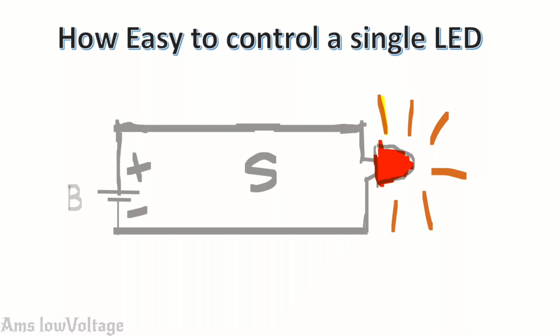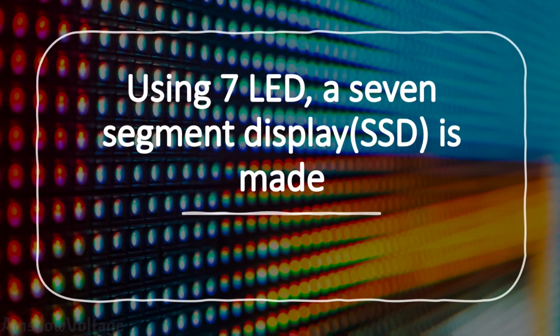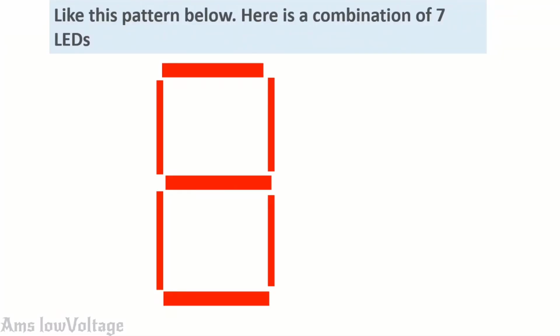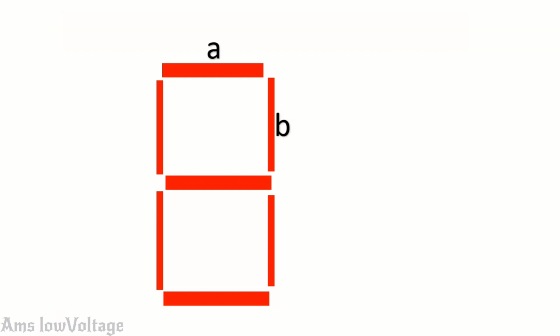Based on this basic principle, a 7-segment display is made. Using 7 LEDs, a 7-segment display, SSD, is made. And a combination of 7 LEDs is like this. The top one is A, and the next ones are B, C, D, E, F and G. This is the combination of 7 segments all together, and this will display our digits.